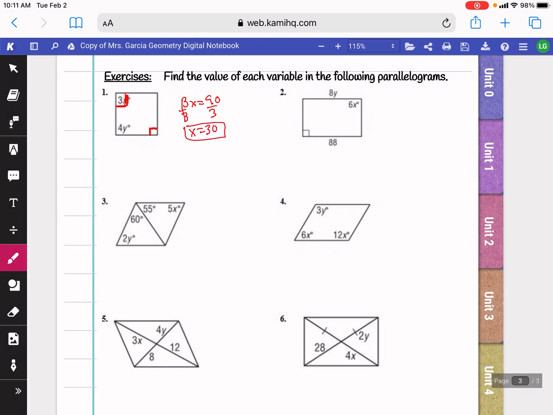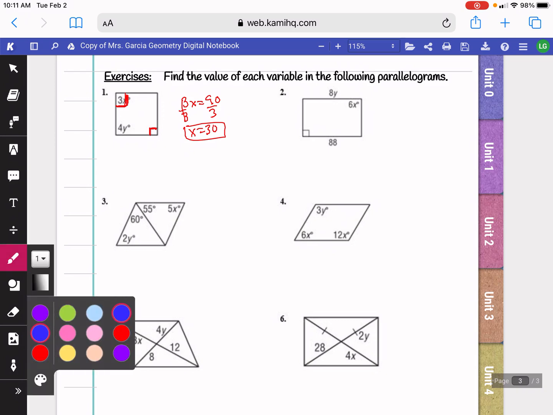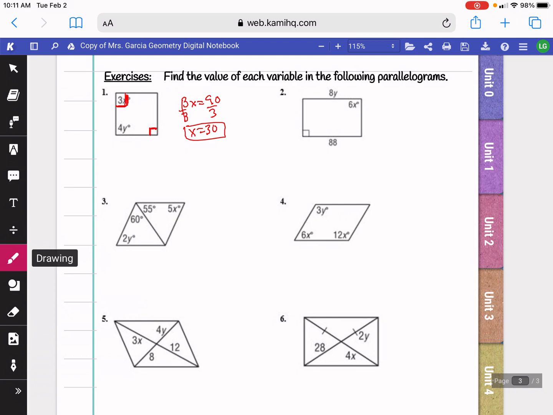Now, I don't have an angle opposite y, but I know that consecutive angles or angles that are side by side are supplementary. So I know that this angle here and this angle here are going to sum to 180 degrees. So I could say 4y plus, since this is a right angle, 90, is going to equal 180 degrees. And now I have an equation I can solve for y.